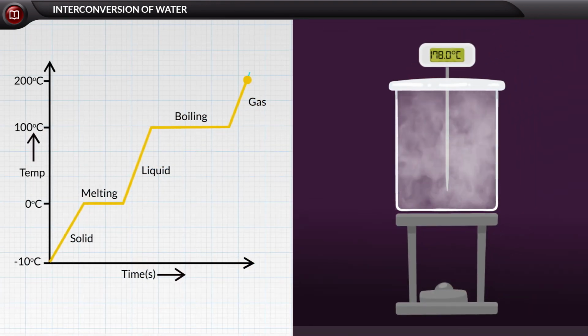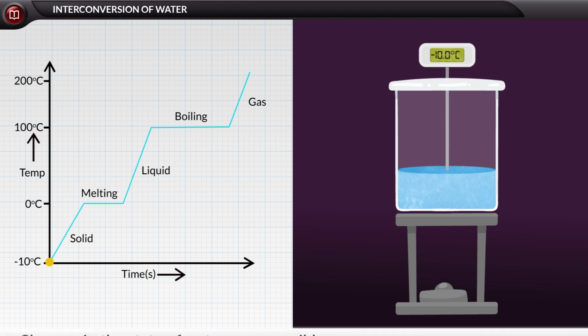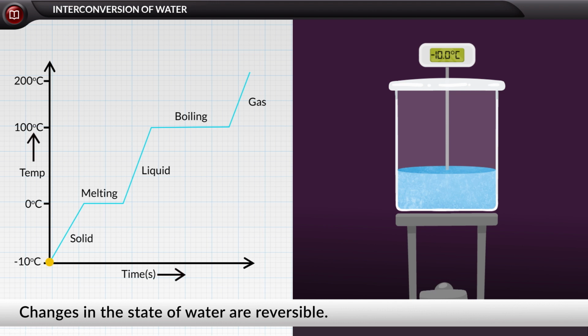Removing thermal energy from the water vapor, that is, cooling it, will lead to the transformation of water vapor to water, and finally back into ice. This implies that the interconversion of the state of water is reversible.